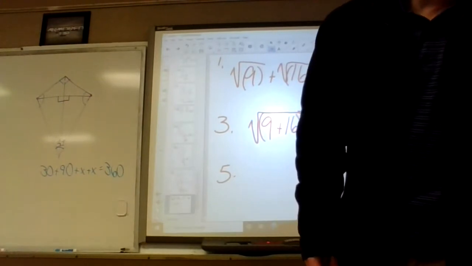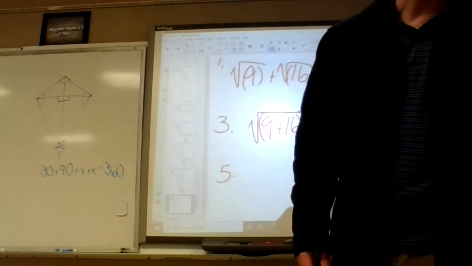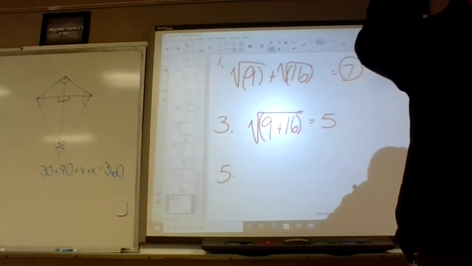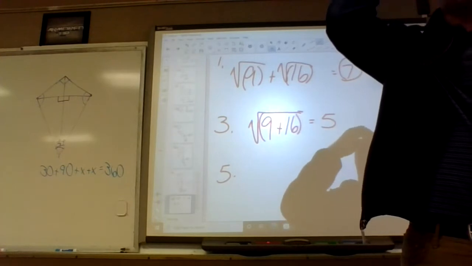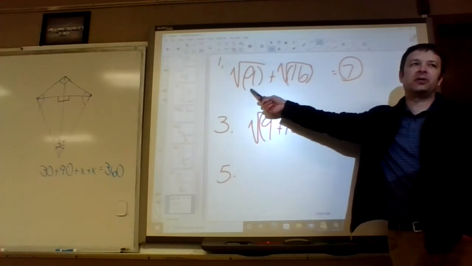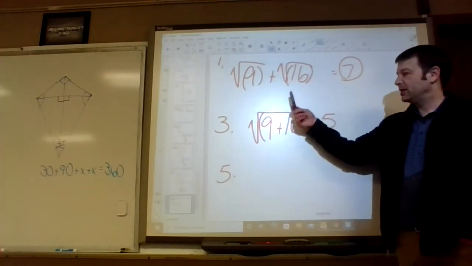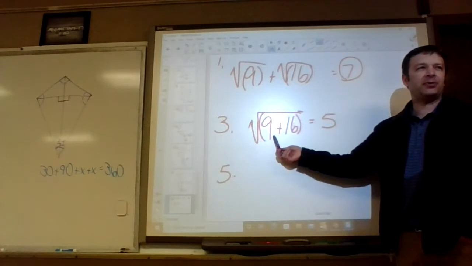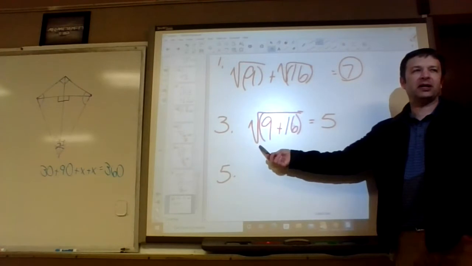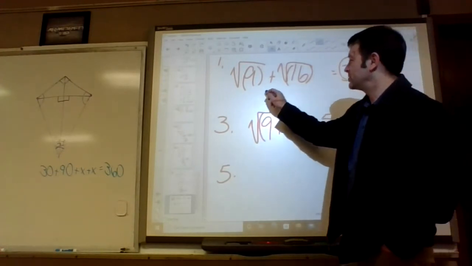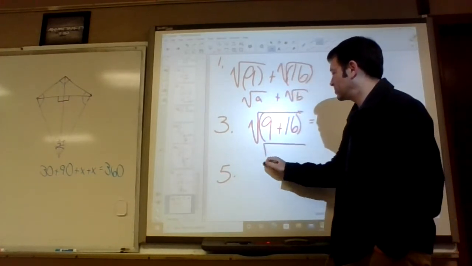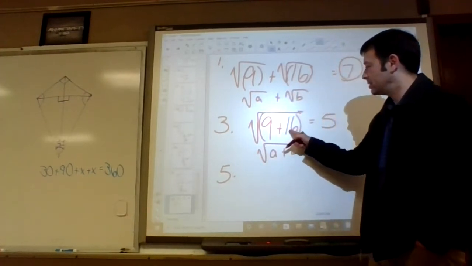Number 5, multiple choice. Okay, so basically what they want us to do is compare square root of a plus square root of b. That was kind of like number 1 when we did square root of 9 plus square root of 16. And square root of a plus b was like number 3, because we did 9 plus 16 and square root of that. Does that make sense? Number 1 was square root of a plus square root of b, and number 3 was square root of a plus b.